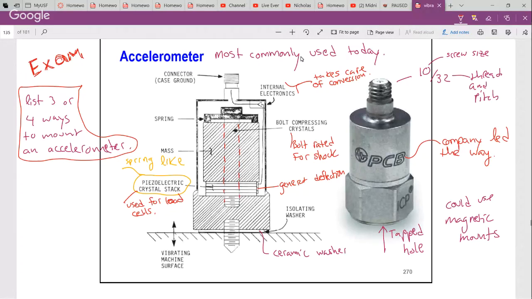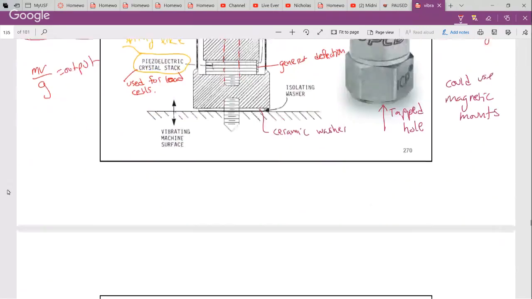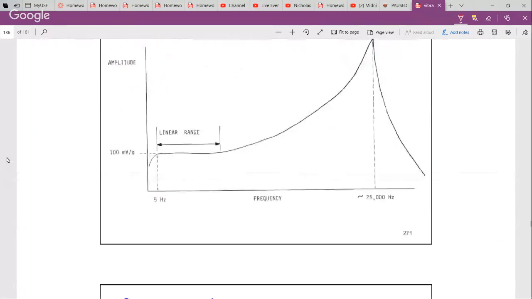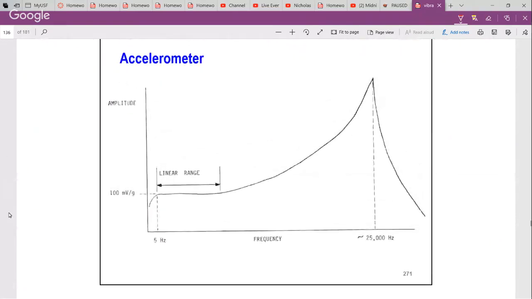All right, so if we were to look at the frequency response of this, the output is millivolts per G. This is what it looks like. Let's go back to that previous picture. You have solid structure on the bottom, the bottom of the case is like a chunk of metal. Then you have a crystal stack, which is fairly thin, and it's linear and elastic. Then we have a small mass.